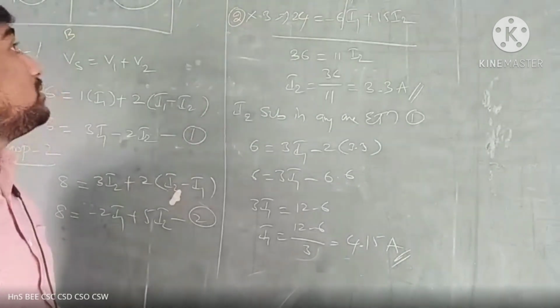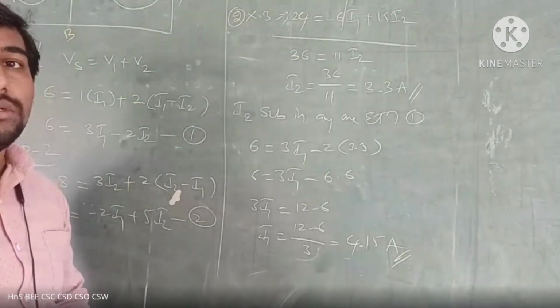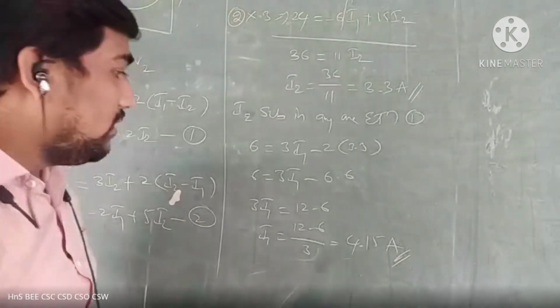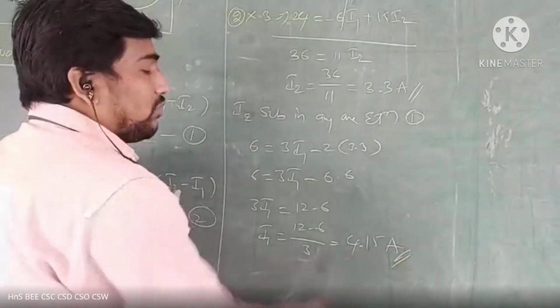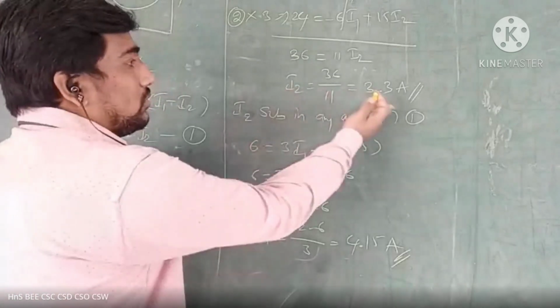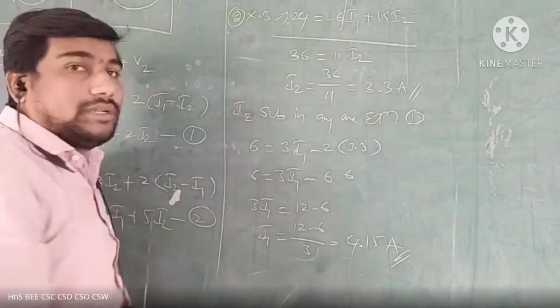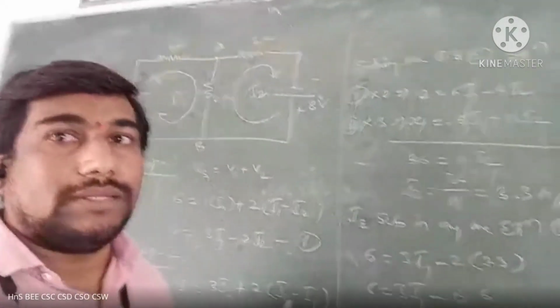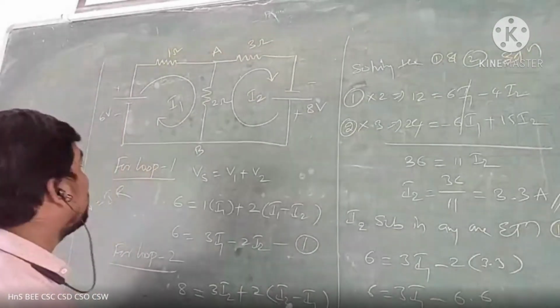So this is a similar problem to two loop equations. Two loop equations, and this is how to find them out. Sir, actually we are getting how much? I1 is 4.15 and I2 equals 3.3 amperes. Sir, what is I1 first? I1 is nothing but the first loop current.